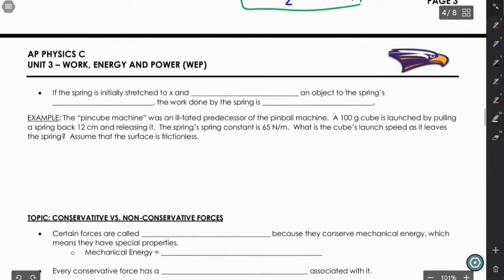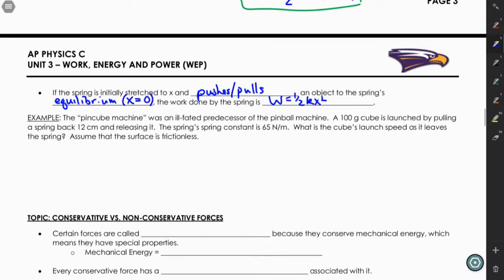All right, so if the spring is stretched to x and pushes or pulls on an object to the spring's equilibrium, then the work done by the spring is simply 1/2 kx squared. The equilibrium position is where x equals 0.